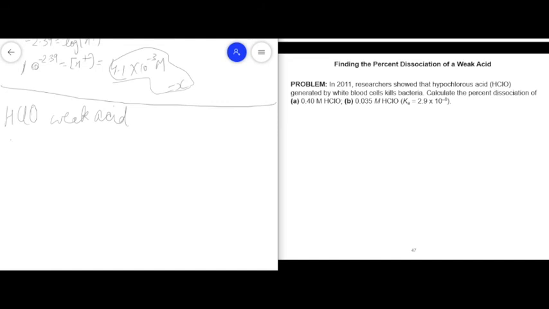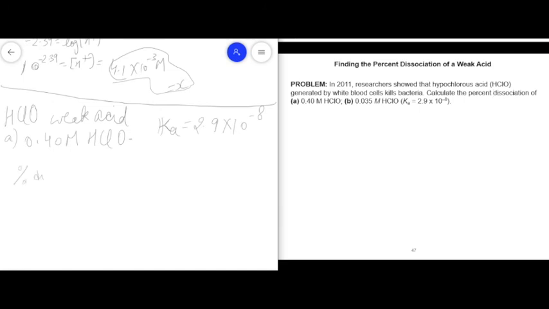So let's focus on part A. Part A says that we have 0.40 molar hypochlorous acid, and Ka is given to us as 2.9 times 10 raised to power minus 8. So you can see the value of Ka is really small, right? So now the question is asking, calculate the percent dissociation. So what do we know for percent dissociation?